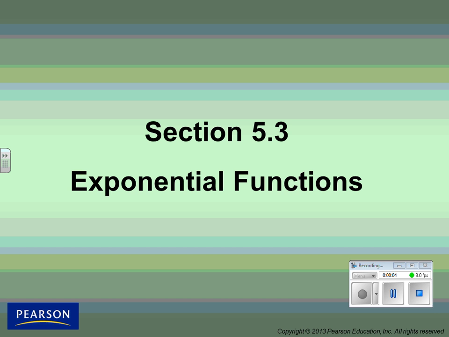All right, so we're doing 5.3 exponential functions. Exponential functions, the way I remember it, is we have a base and we have an x in the exponent, and then it qualifies as an exponential function.